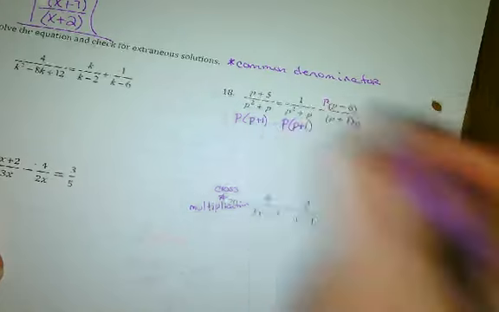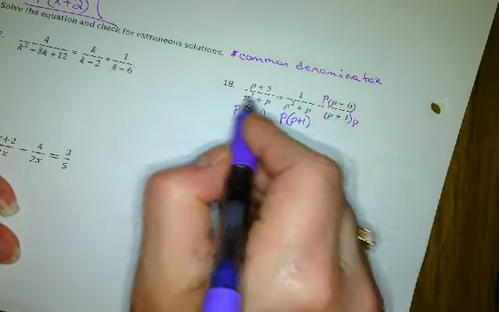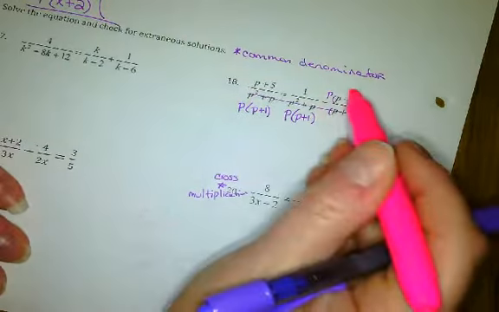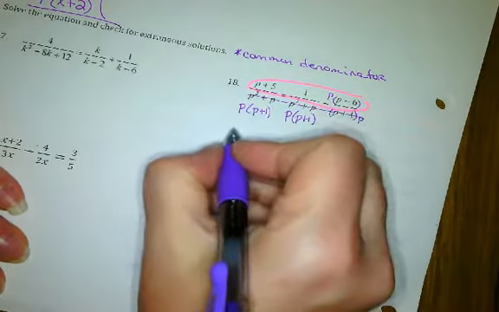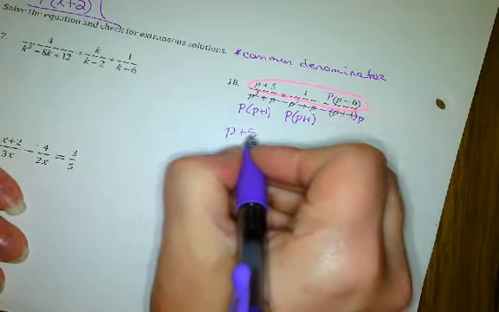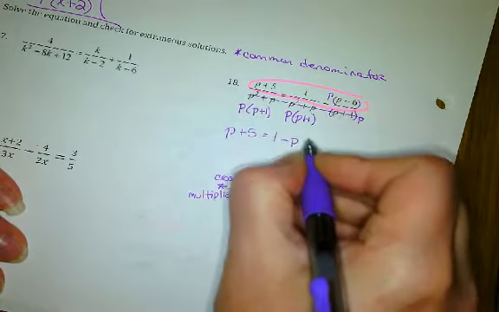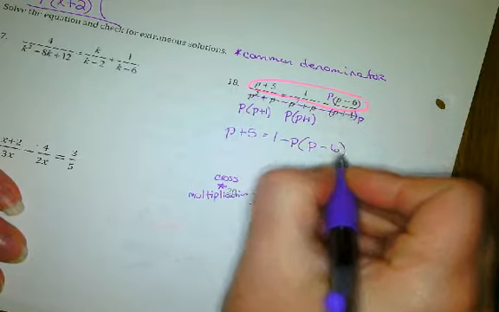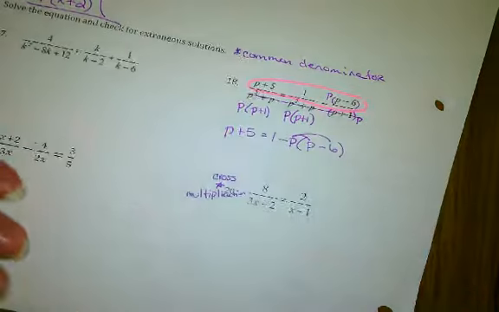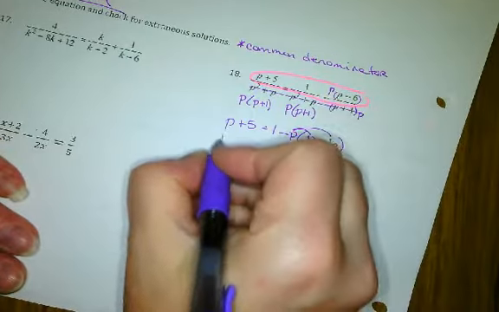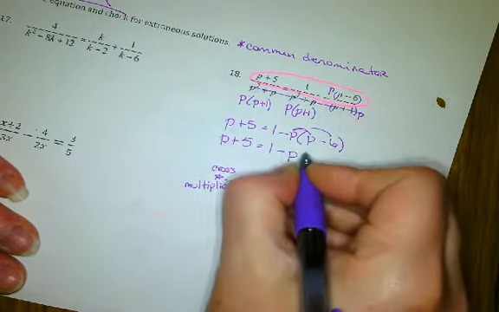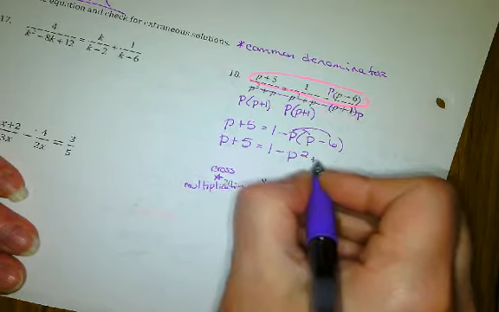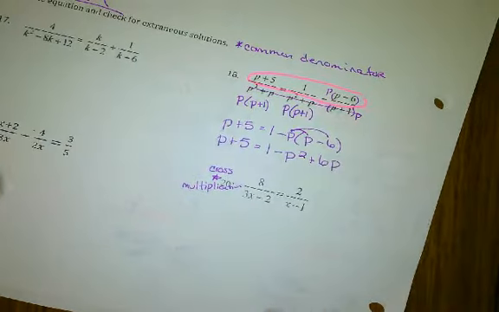So I'm going to multiply this whole thing by p, and whatever you do on the bottom, you got to do to the top. Okay, so I'm going to clear my denominator, and I'm only focusing on what's going on up here in the numerator. So that gives me p plus 5 equals 1 minus p, and then p minus 6. Okay, so here I would have p plus 5 equals 1 minus p squared plus 6p.